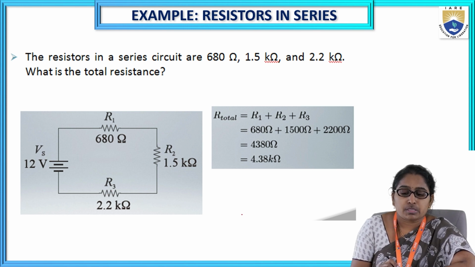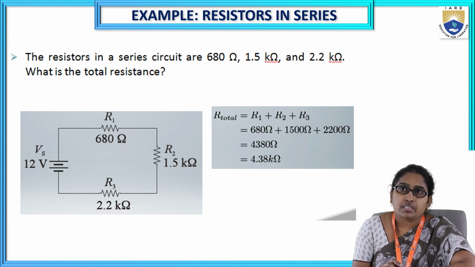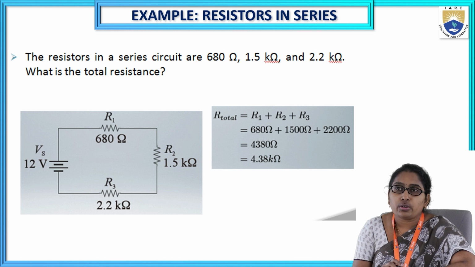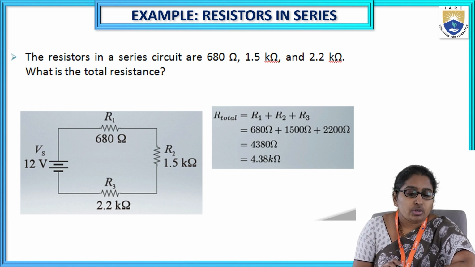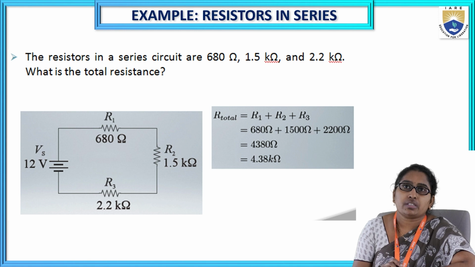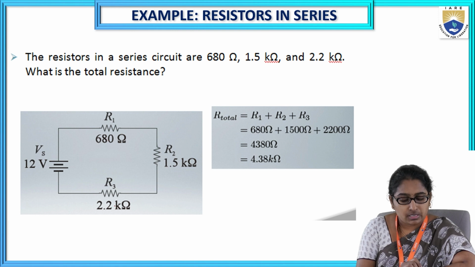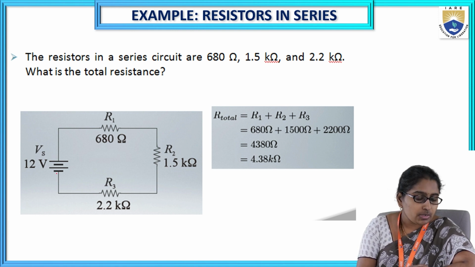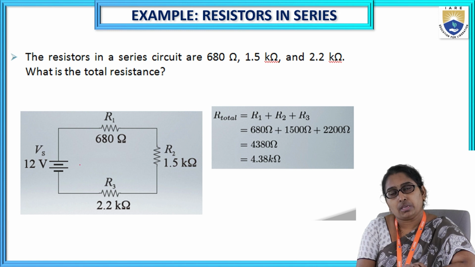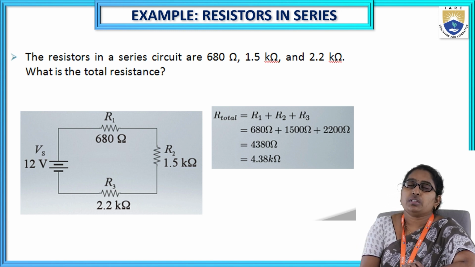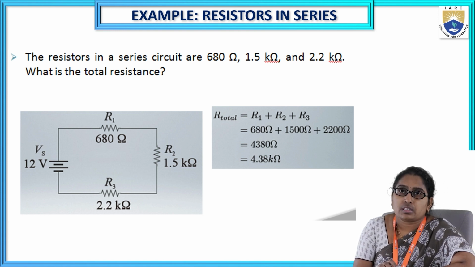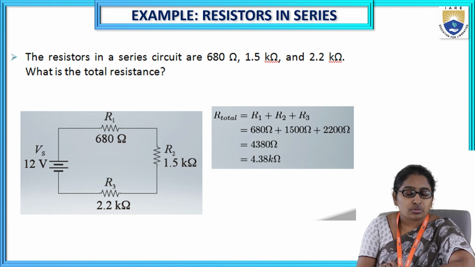Let's see a small example here. The resistors in a series circuit are 680 ohm, 1.5 kilo ohm and 2.2 kilo ohm. Then what is the total resistance? Here the circuit is shown: 680, 1.5 and 2.2. The supply is also given as 12 volts, but that is not required, because they have given the individual resistors and asked for the total resistance directly. Since they are in series connection, we know how to calculate the total value.